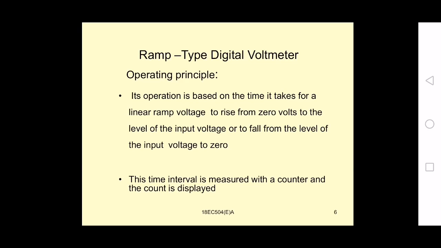I am writing a function y equal to f of t. When t equal to 0, y will be equal to 0. When t equal to 1, y equal to 1, like that. When t increases, y will also increase. So it will be a linear signal: t equal to 0, y equal to 0; t equal to 1, y equal to 1; t equal to 2, y equal to 2, and so on, continuing until t equal to n, y equal to n. So it is a positive going signal from 0.